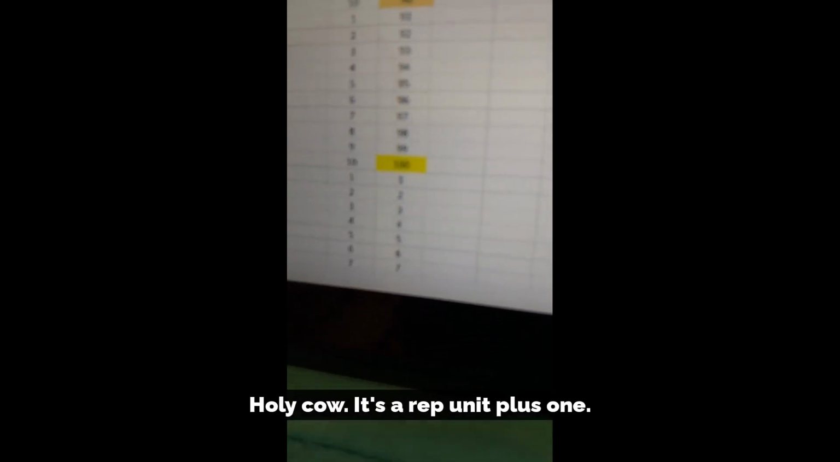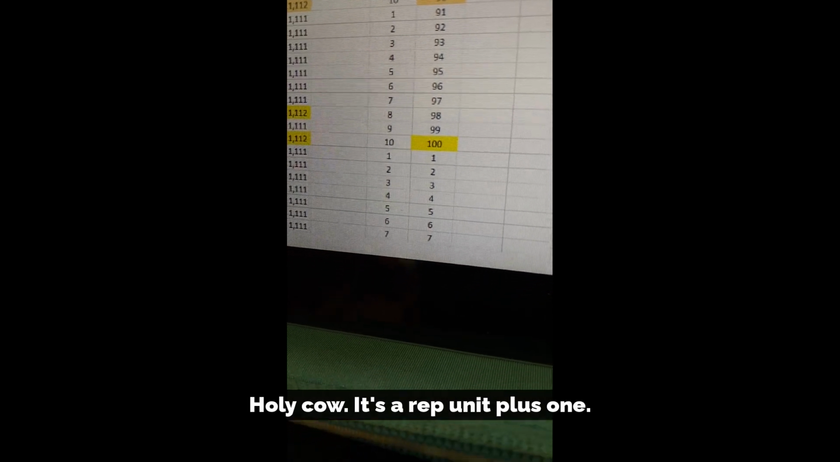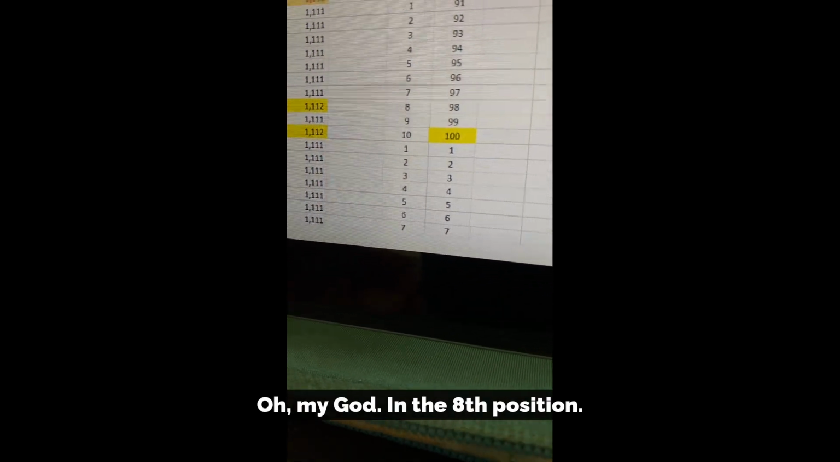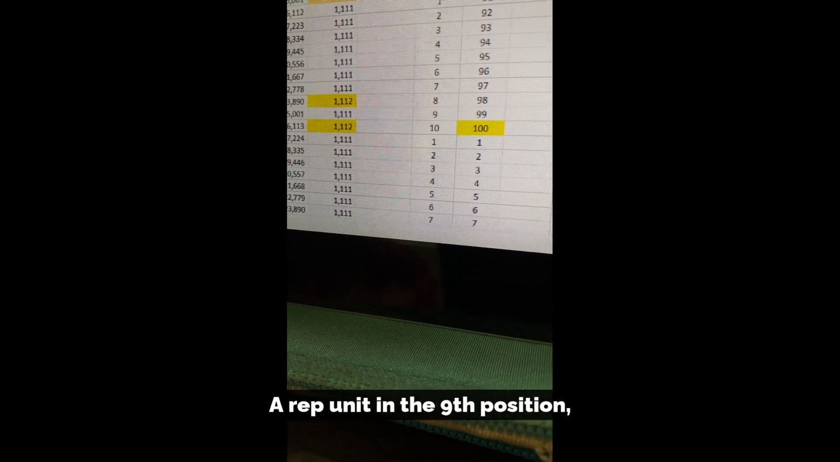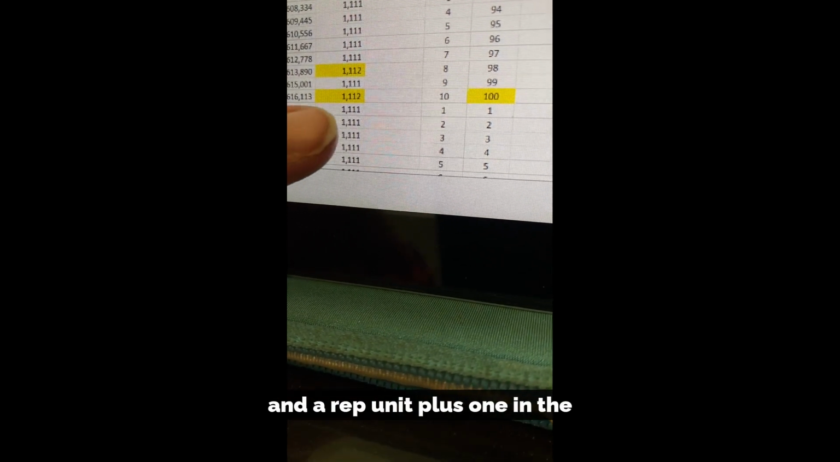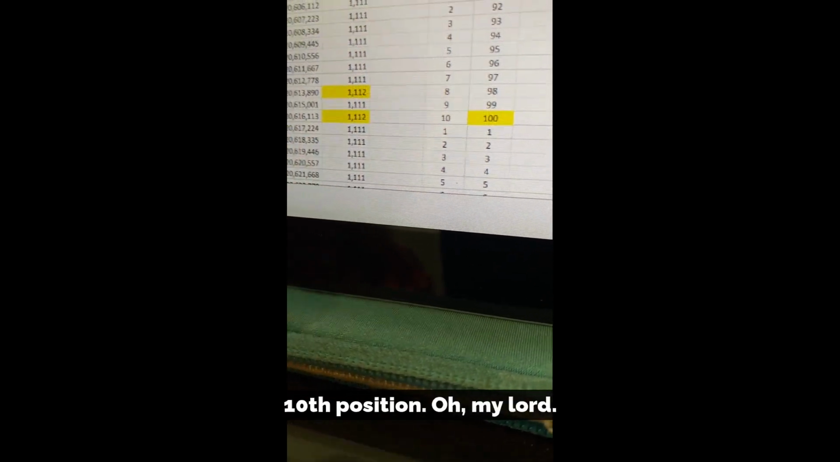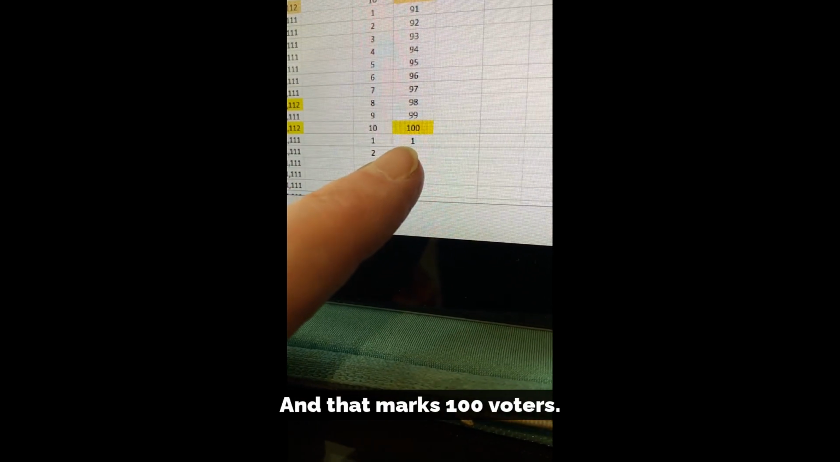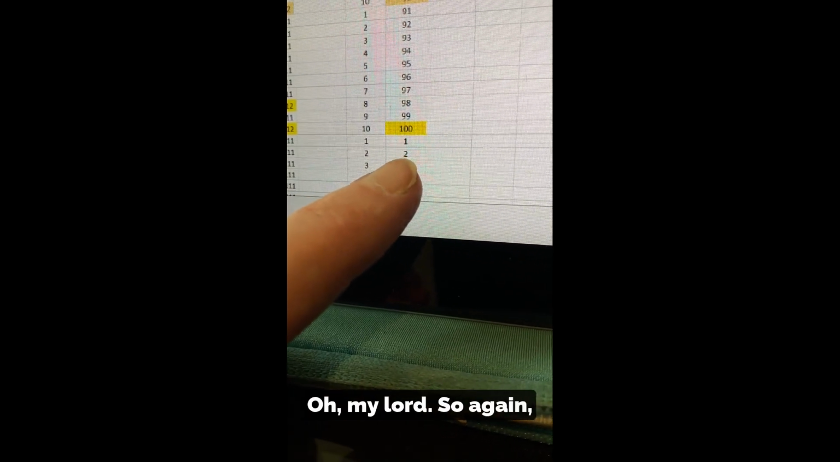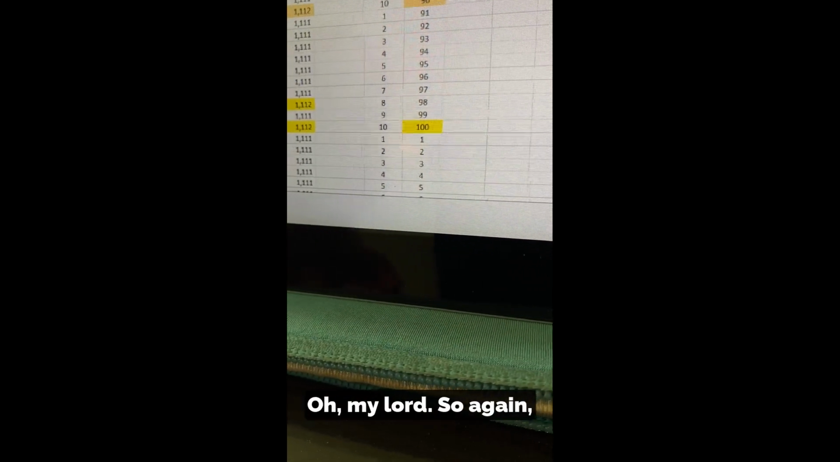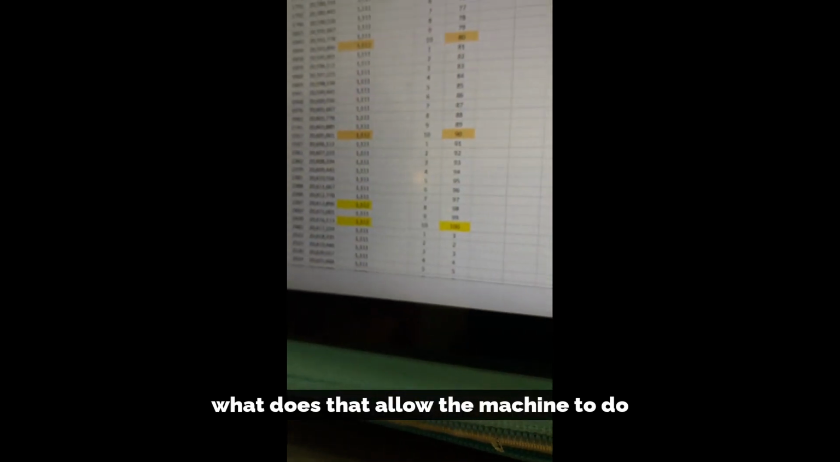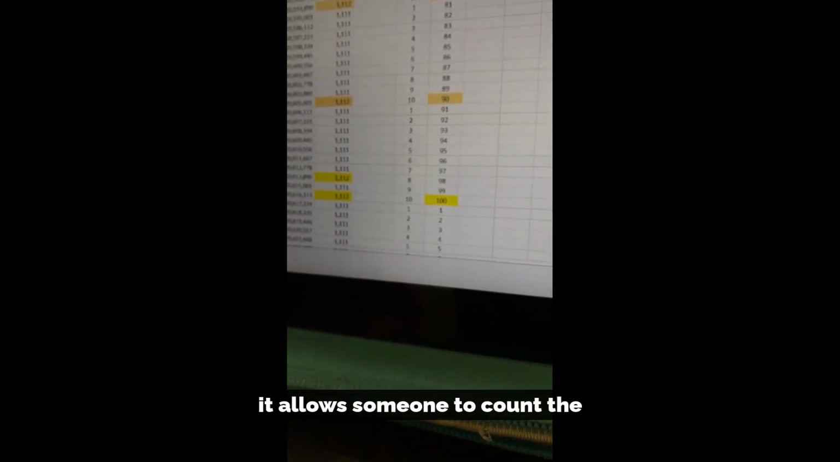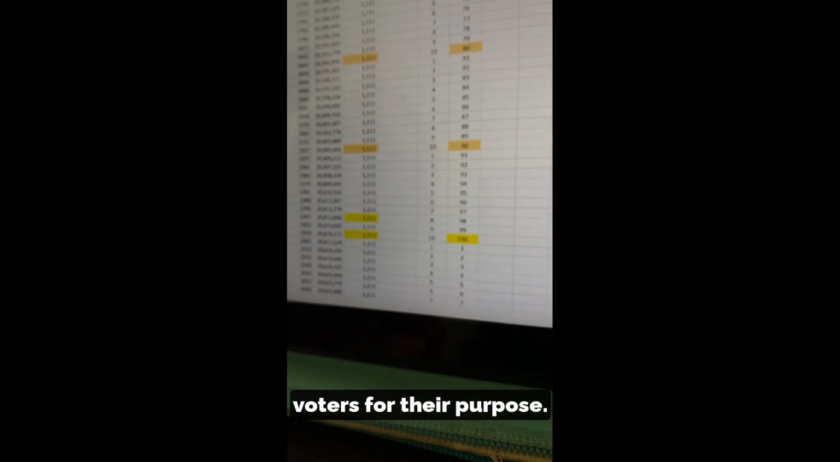Holy cow. It's a rep unit +1 in the 8th position, a rep unit in the 9th position, and a rep unit +1 in the 10th position. Oh my Lord. And that marks 100 voters. So what does that allow the machine to do? It allows someone to count the voters for their purpose.